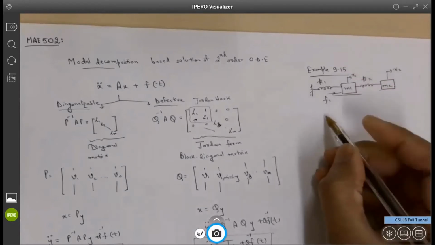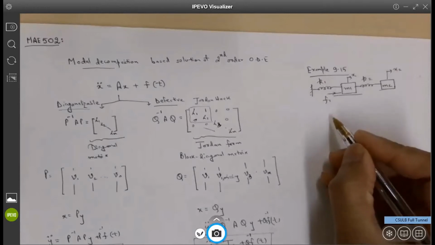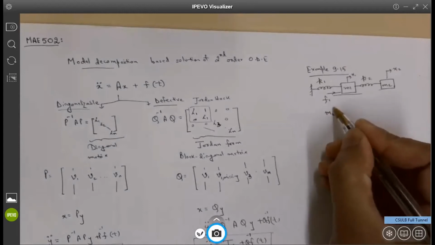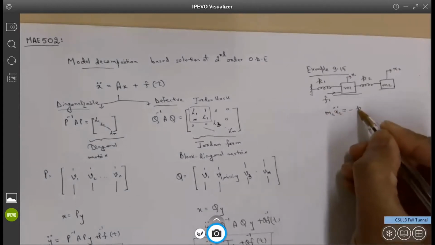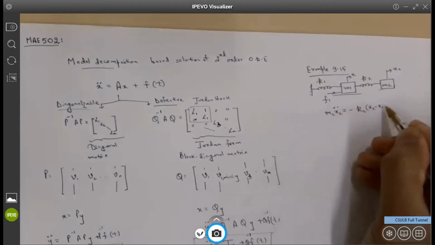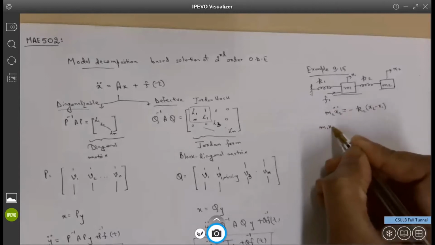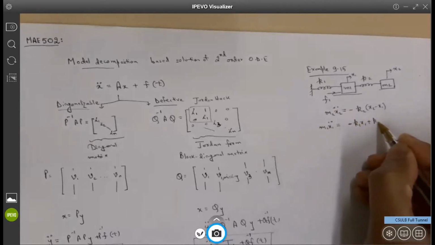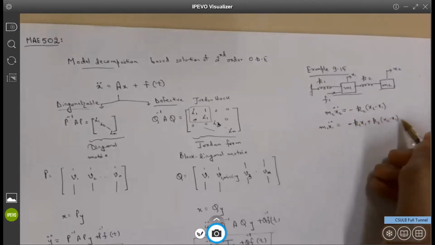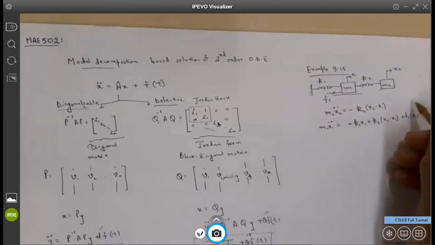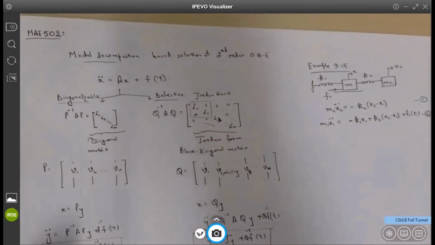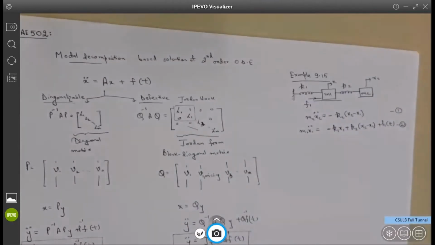We figured out that the system of equations is M2 X2 double dot equals negative K2 times (X2 minus X1), and M1 X1 double dot equals negative K1 X1 plus K2 times (X2 minus X1) plus F1(t). So this is what we have seen from example 9.15.